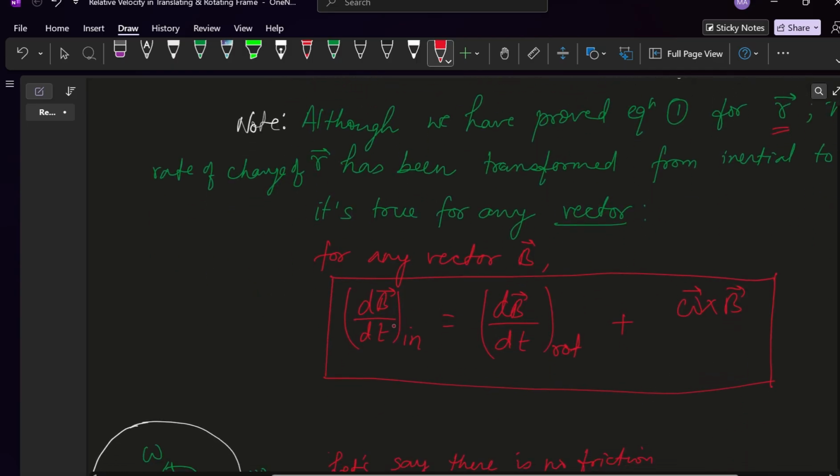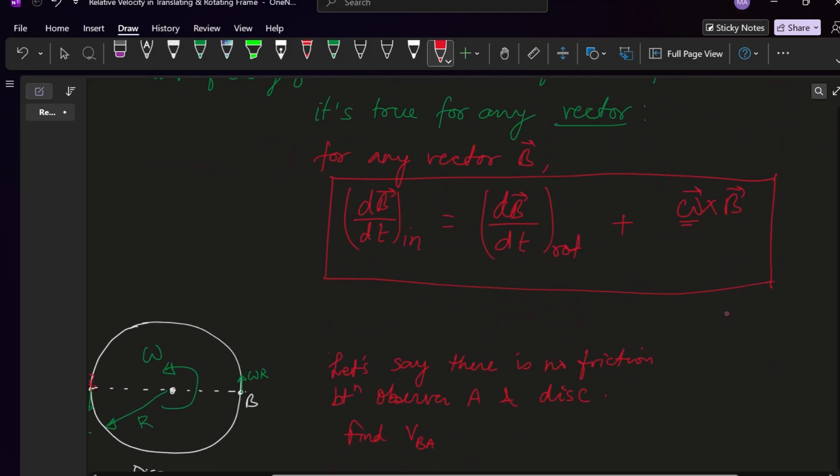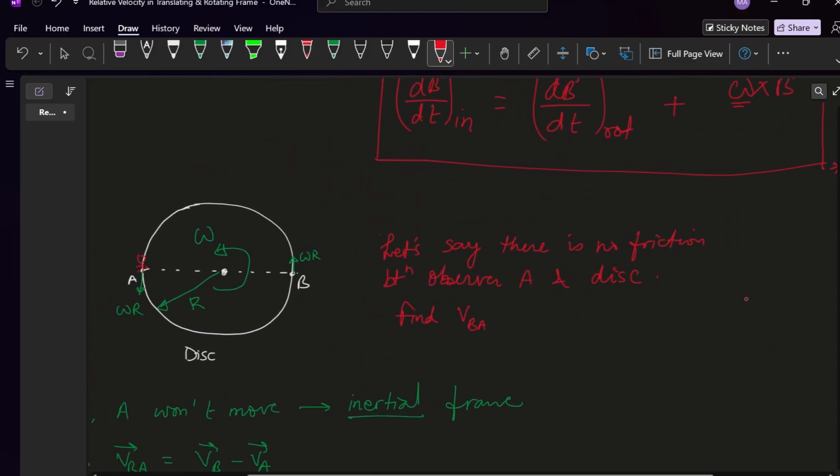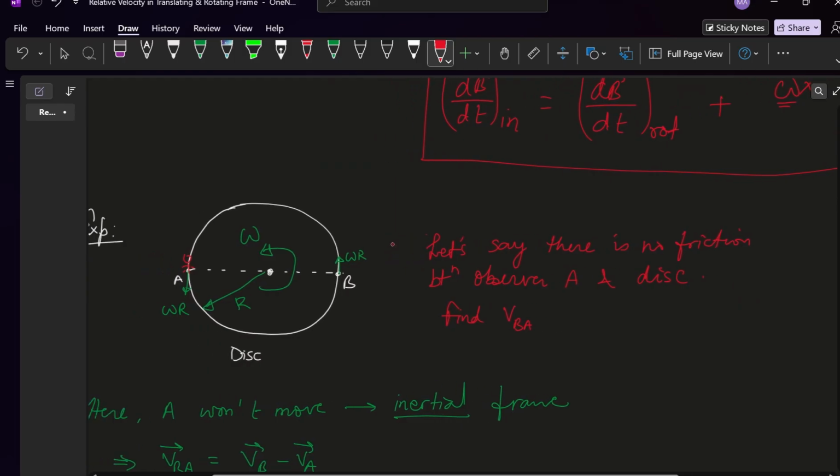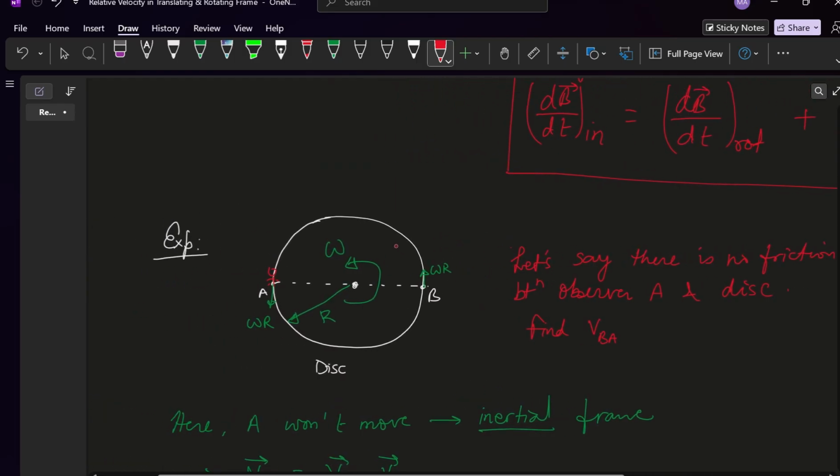So we can also say that rate of change of any vector b vector in inertial frame is equal to rate of change of that vector in rotating frame plus omega, which is the angular velocity of the rotating frame, cross the vector itself. So this is a very important one. Okay, now let's take a couple of examples over here to illustrate this one.